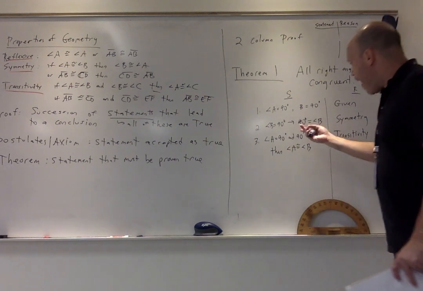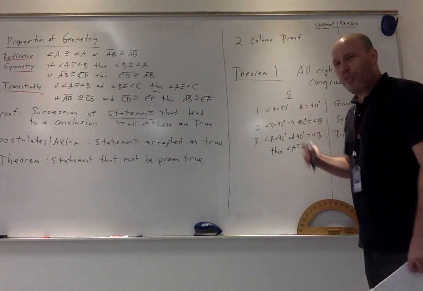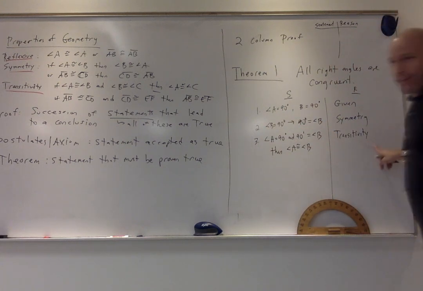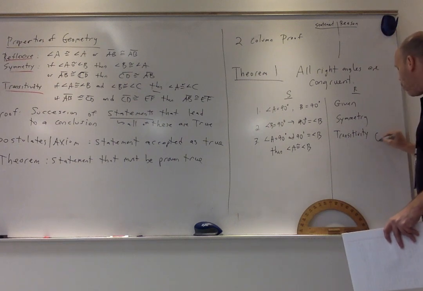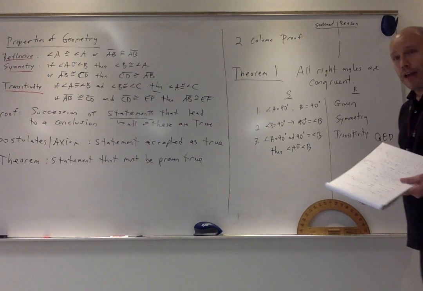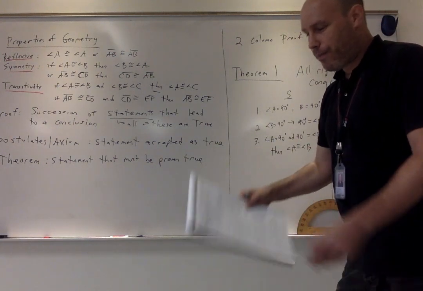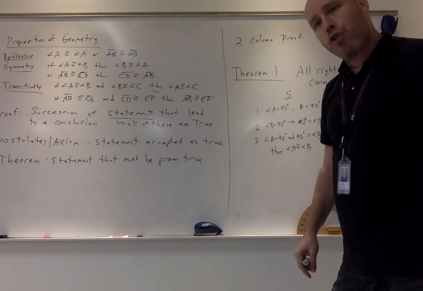Are we finished? Yes, we just proved that every single right angle is congruent to each other. Now, when you finish a proof, this is really old school. You write QED. And you just did your first proof. Ready for the next proof? Vertical angles are congruent.